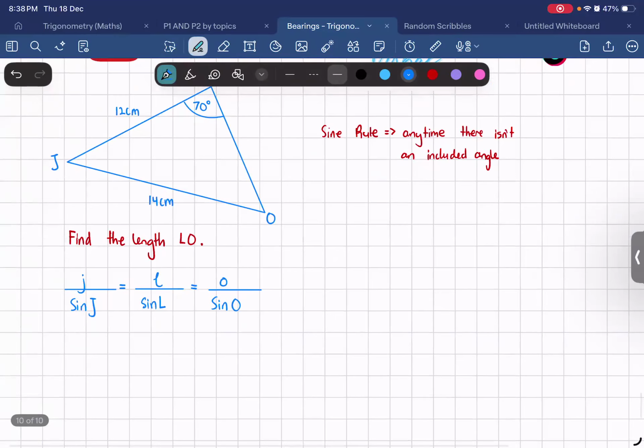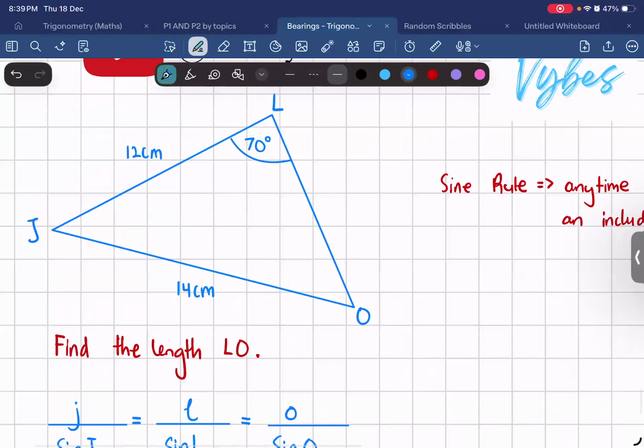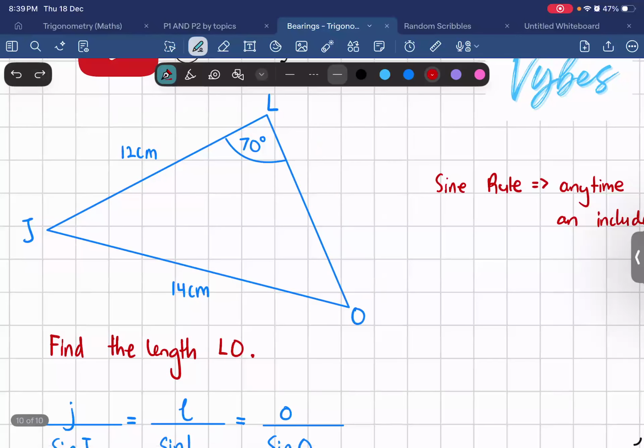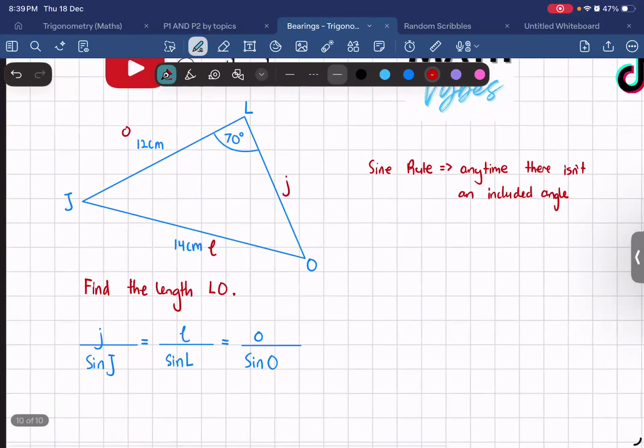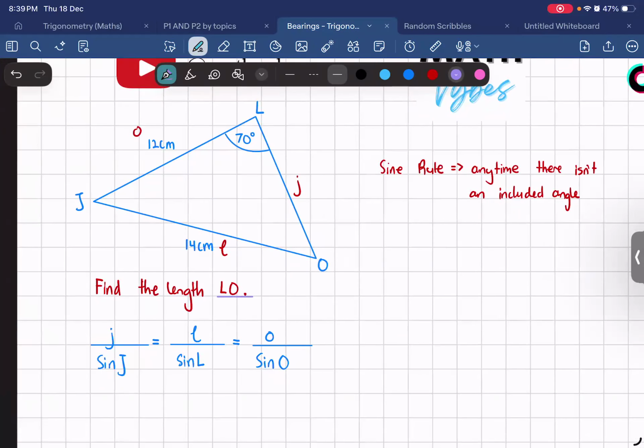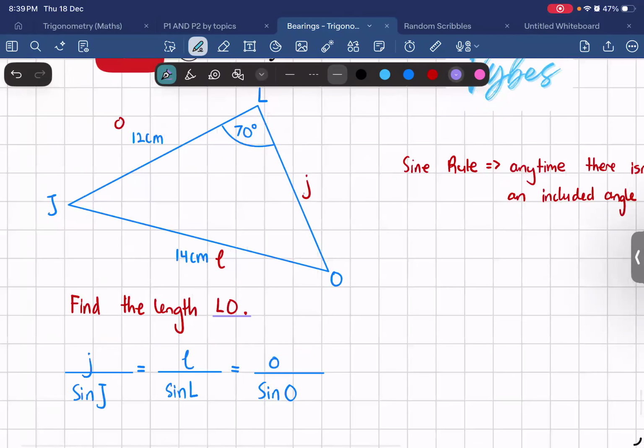Okay, so guys, the next part of this is to figure out which two we're going to select. Now, let's label the sides. Adika, if this is angle J, what do you think this side would be? Little j. If this is angle O, this side is little o. If this is angle L, this side is little l. What do we want to find in this question? The length LO, so the length for little j.